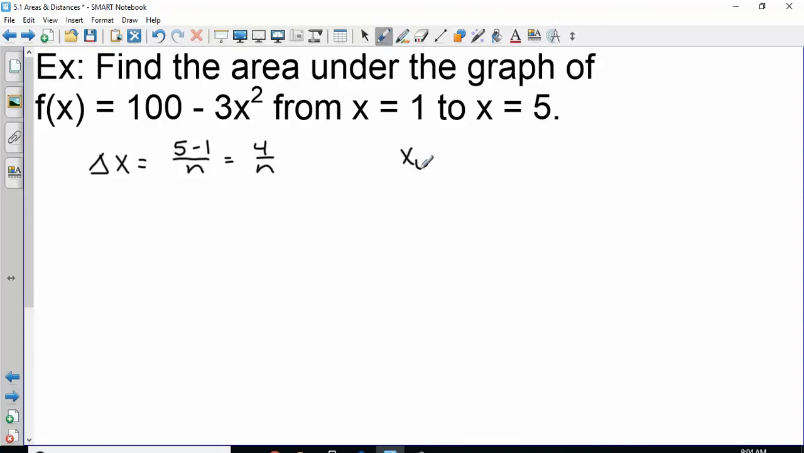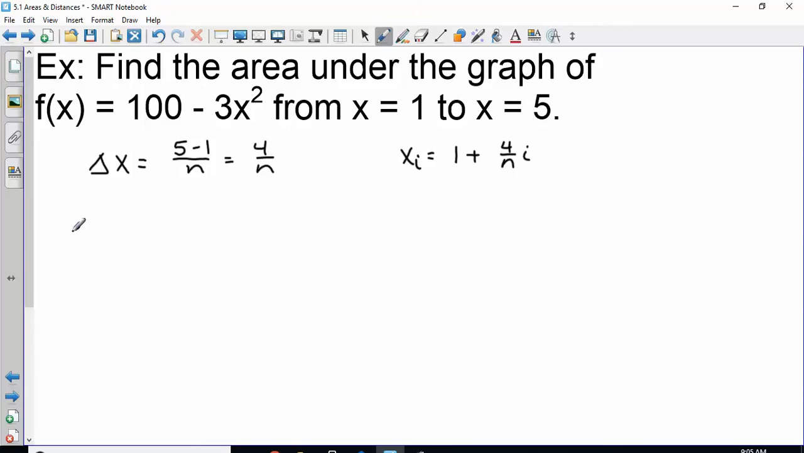Then we need that x sub i, to find where we're at any given point. To do that, you have to start at where? 1. So I have to do 1 plus our change in x times i. It'll always be your starting point plus the change in x times i. Unfortunately, this one doesn't simplify anymore, so this problem's going to be a little bit uglier. It's much nicer if we start at 0.